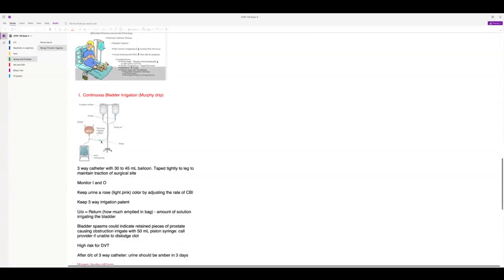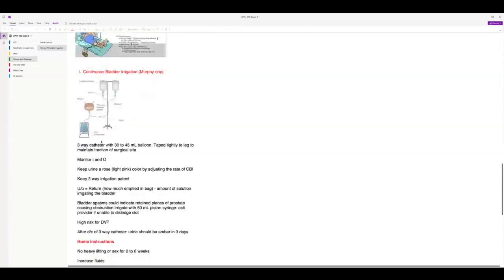So bladder spasms could mean there's retained pieces of prostate causing obstruction. So what you would do is get one of those big piston syringes and irrigate with 50 mLs.